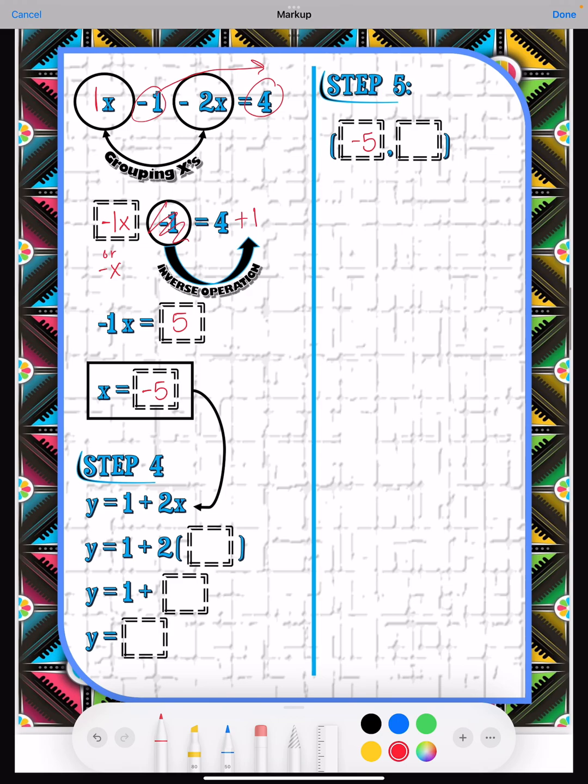And now to get my y, I just pick either one of the first equations. Okay, they're using this one. It doesn't matter which one you use, and you're going to plug in your x. So if I do that, I've got 1 plus 2 times -5. 2 times -5 is -10. Plus 1 is -9. So there's my y. So this is my answer, -5, -9. That means if I graphed those two lines, they would intersect at -5, -9.